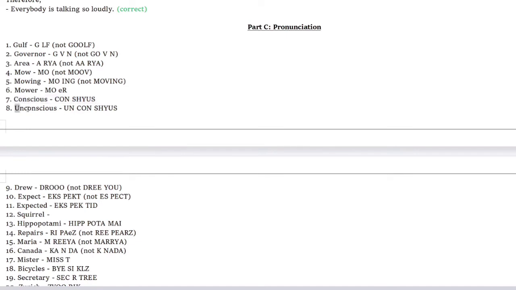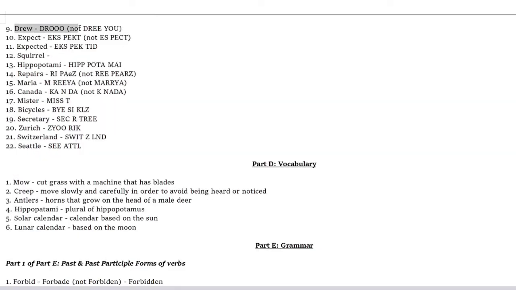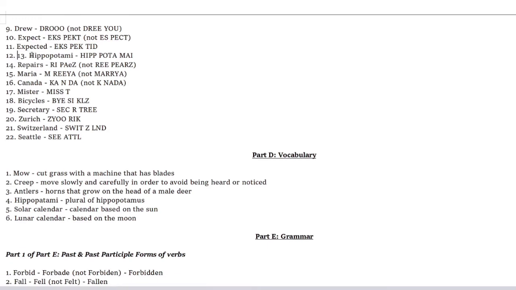Conscious. 8, unconscious. 9, drew. Don't pronounce it wrongly. I drew a picture. I drew a picture. 10, expect, not aspect. Aspect is not correct. Expect. Similarly, 11, expected. Expected. Okay, square is a bit difficult, so I'll knock that out for the moment. We'll do it again.